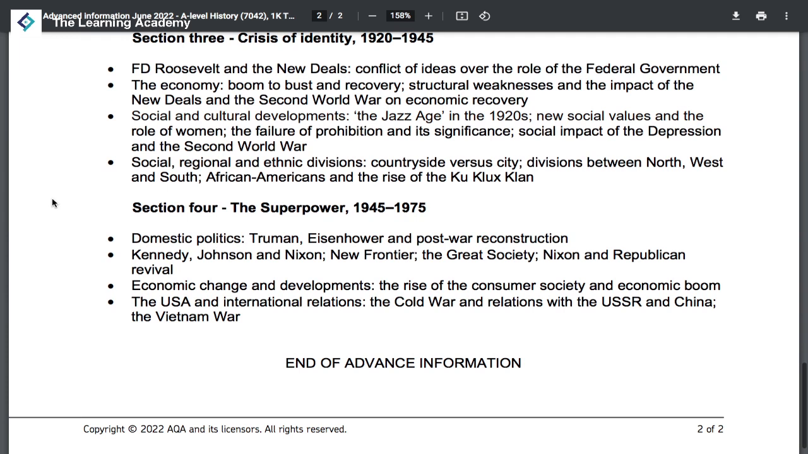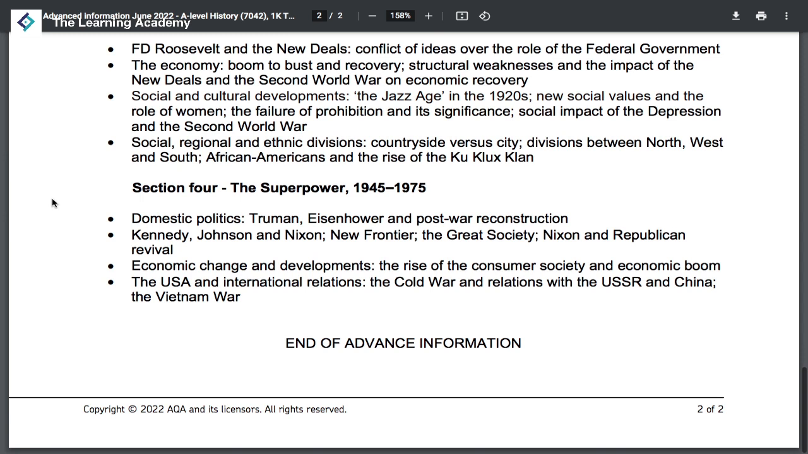And then also talking about the relationship between different regions within the USA, and also talking about the role and position of African Americans in society and the rise of the KKK.